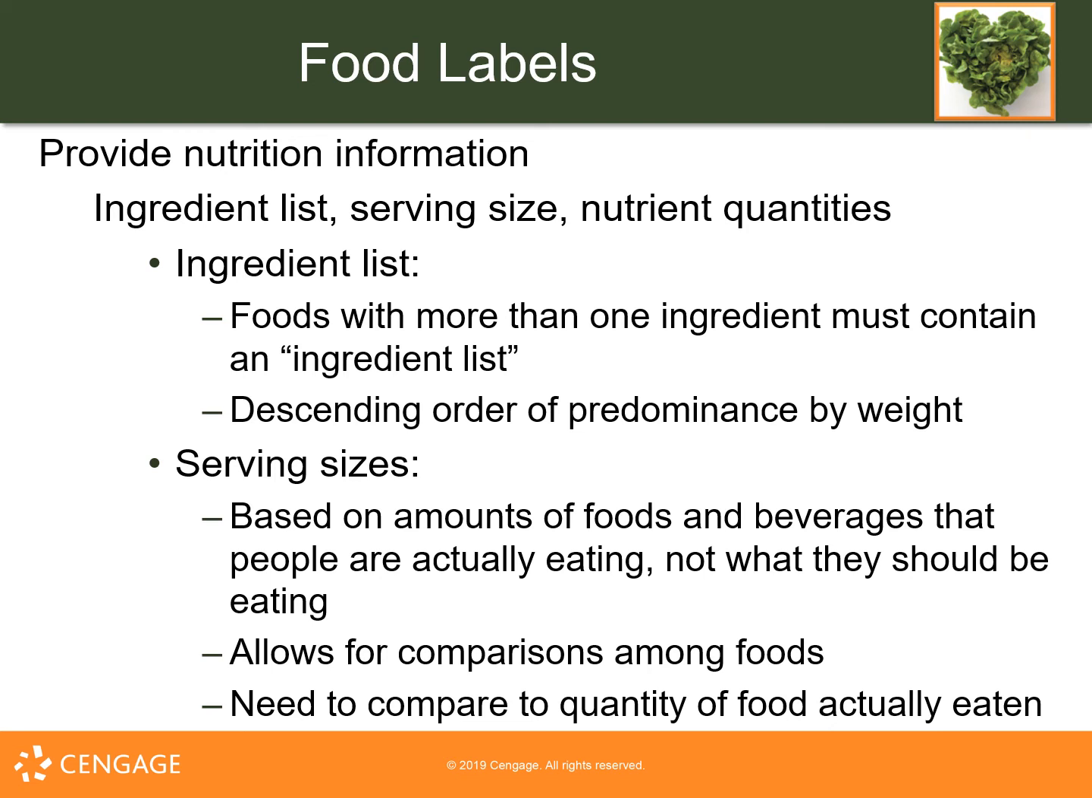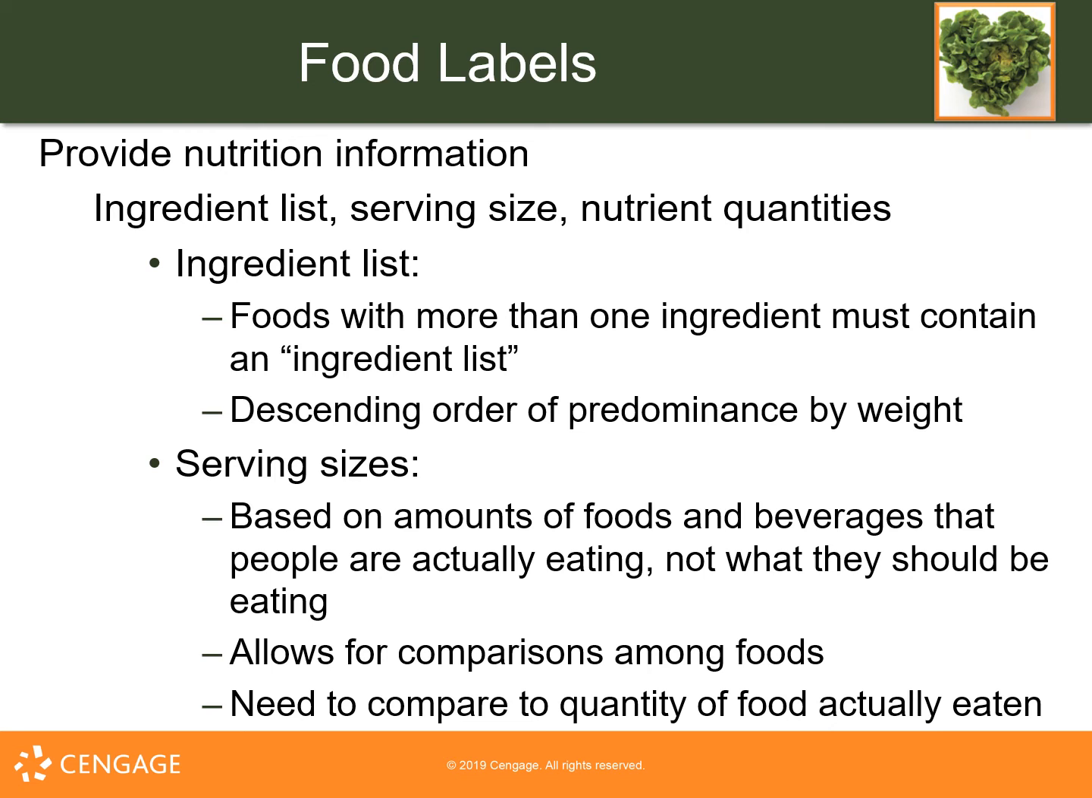The ingredient list. Foods with more than one ingredient must contain an ingredient list, and it's in descending order of predominance by weight. So the first ingredient you see on that food label is what it's made the most of.